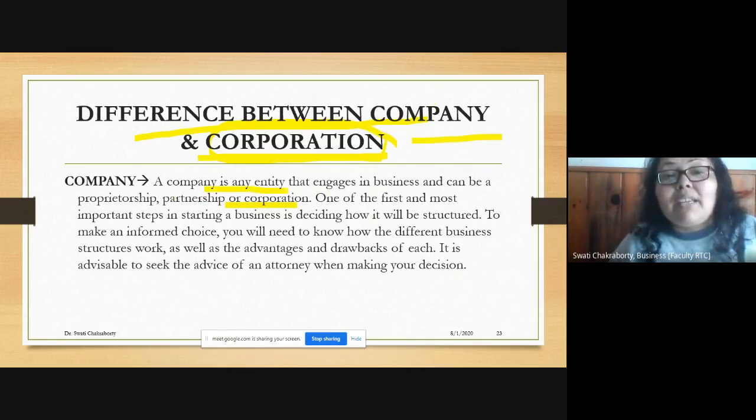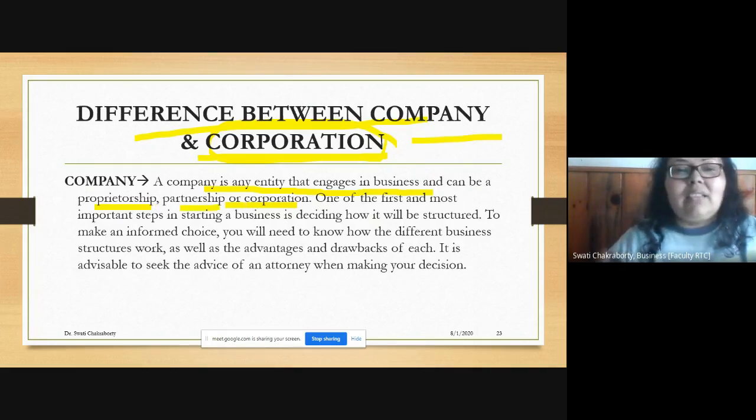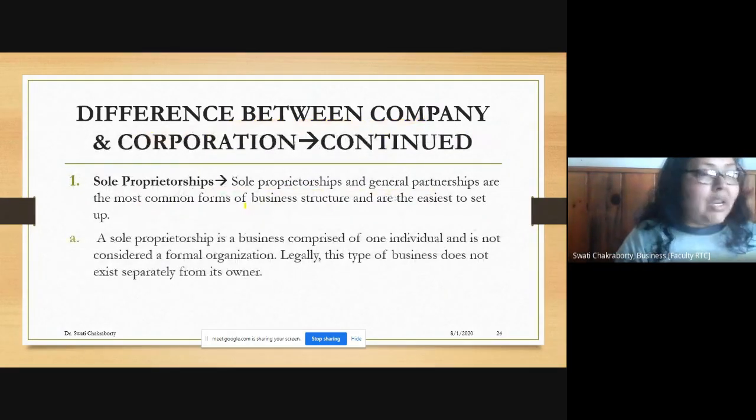A company is any entity which is involved in business. It could be a proprietorship, it could be a partnership, or it could be a corporation, right? So let's go into the different types of companies that we have, right?